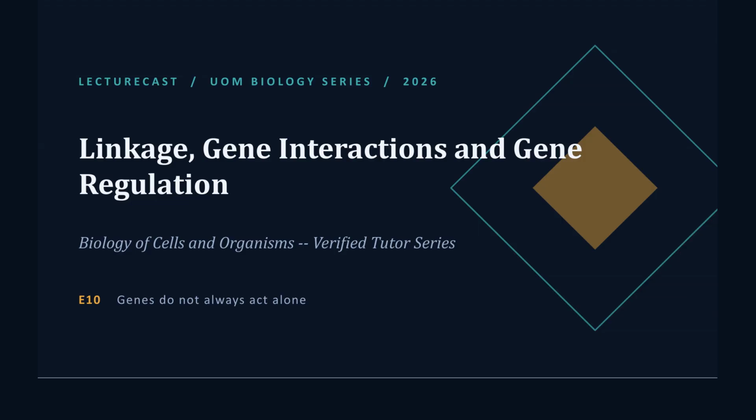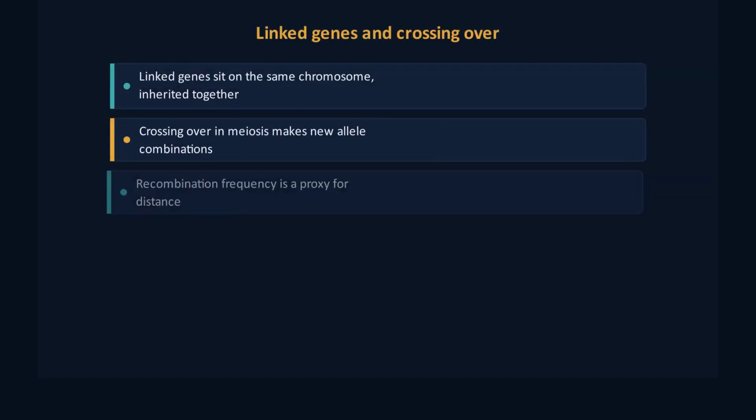moment. Over the next 12 minutes we will move through three connected ideas: how linked genes are inherited and mapped, how multiple genes interact to build one phenotype, and how cells regulate gene expression from start to finish. Let us begin. Start with position.